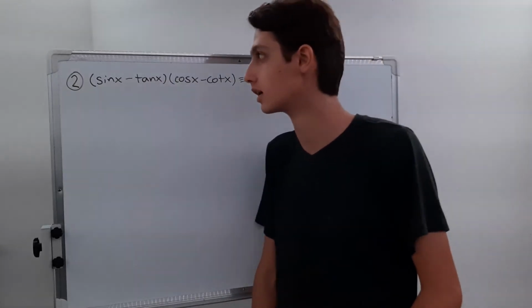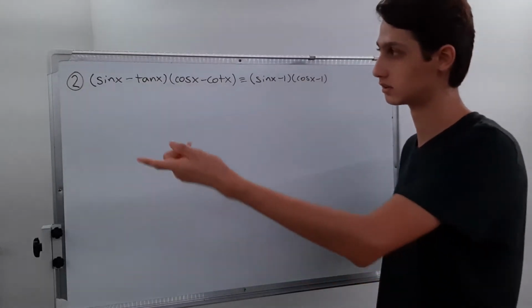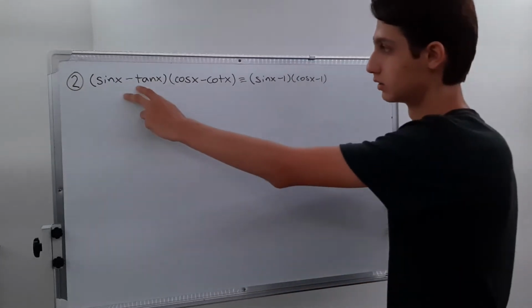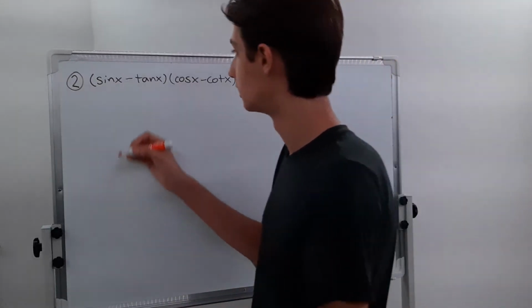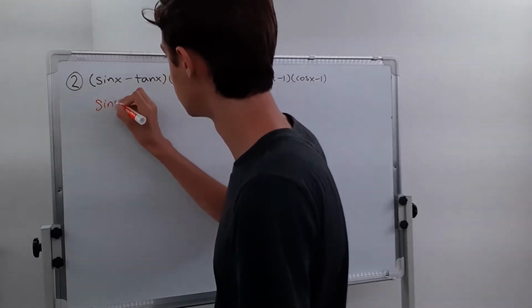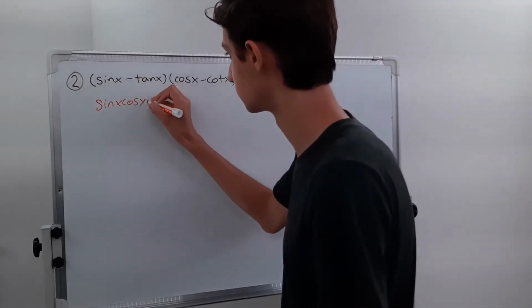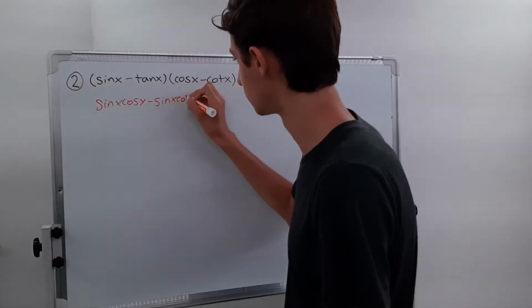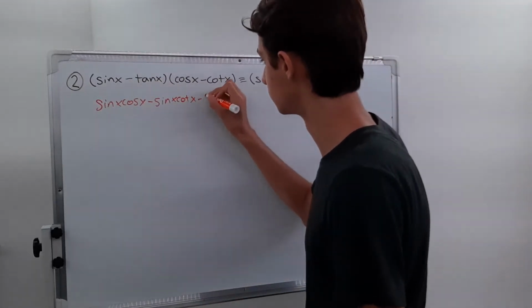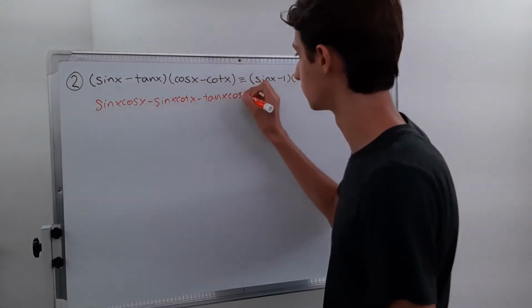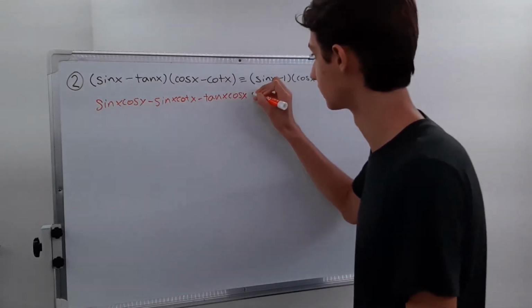Alright, so our second problem here is pretty big, but we can fairly easily solve this if we just distribute this out, because this is just two things being multiplied together, so we can just distribute it, and then we'll see how things cancel out there. So this is just sine x cos x minus sine x cotangent x. This is minus sine x cotangent x, and then this is minus tan x cos x, so minus tan x cosine of x, and then this negative and that negative will cancel out to be a positive, so it's just plus tan x cotangent x.